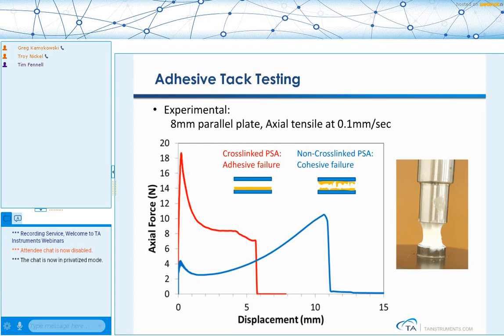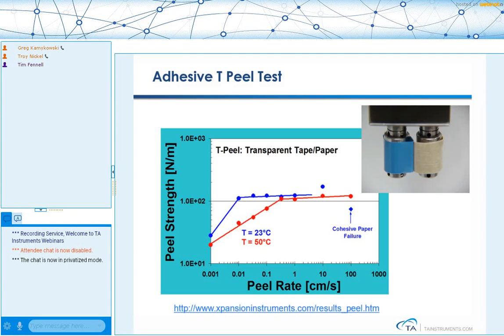One of the tests that's extremely useful for adhesives is tap testing, and that can be done as a unidirectional axial test on our rheometers. And probably the most common geometry that's used is the 8 millimeter parallel plate. So we can look at the force versus the displacement and record the maximum force that we achieve when we separate the top plate from the adhesive.